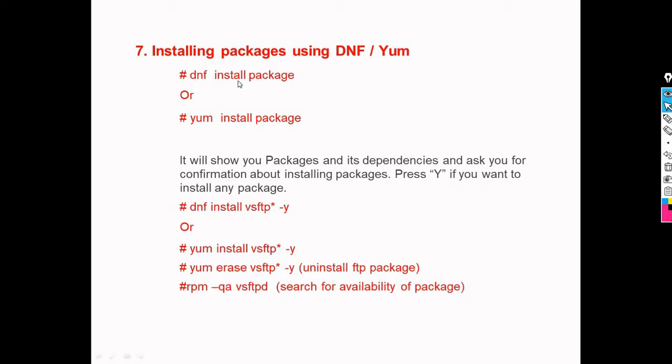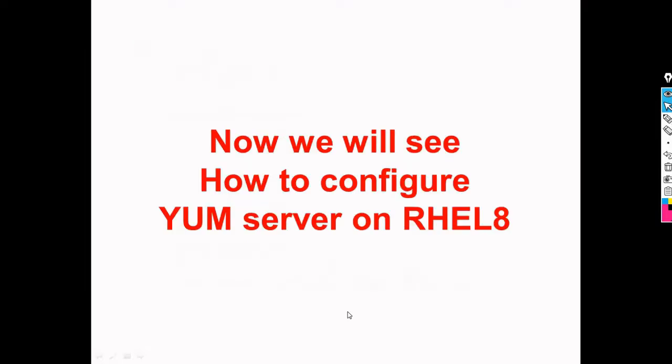Then you can start installing the packages. Say DNF install package or yum install package. You can see here we are trying to install the vsftpd package, the FTP package. So yum install or DNF install package. If you want to erase the package, you can use yum erase, that is uninstalling. This is installing and this is uninstalling. To check the package availability, use rpm -qa vsftpd to search whether the package is available in the operating system.